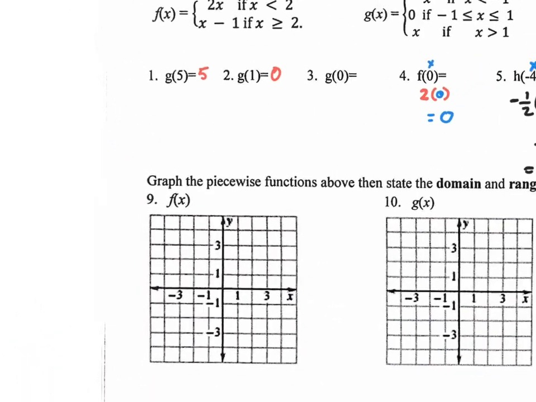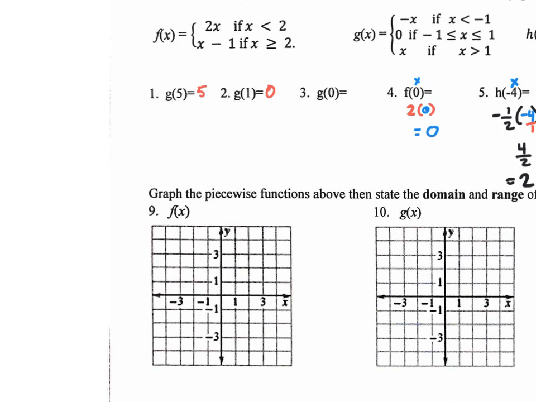Now if you're really confused on this stuff, it might help you to write y equals mx plus b equations. So check this out. This really says y equals 2x plus 0. So if you want, go ahead and write that.